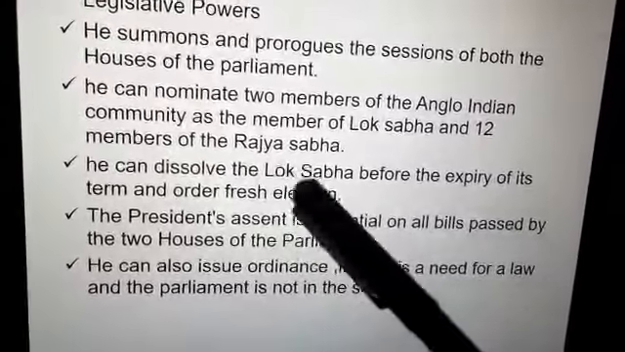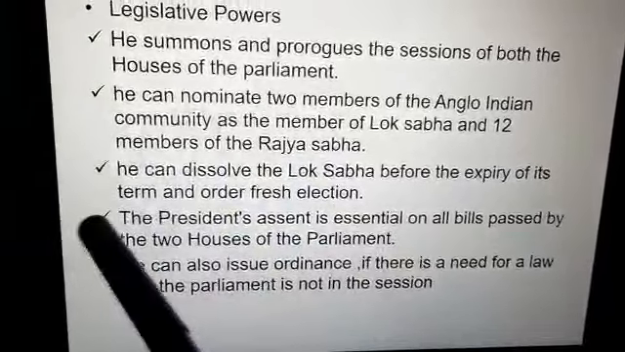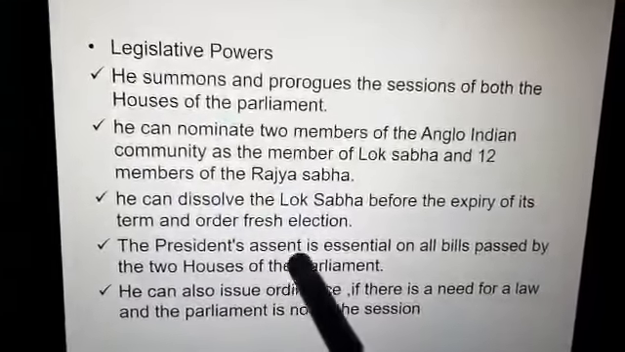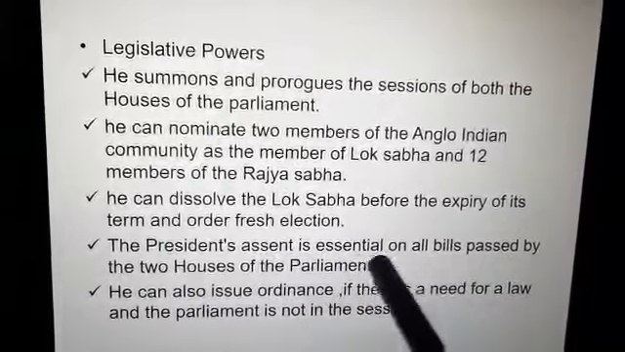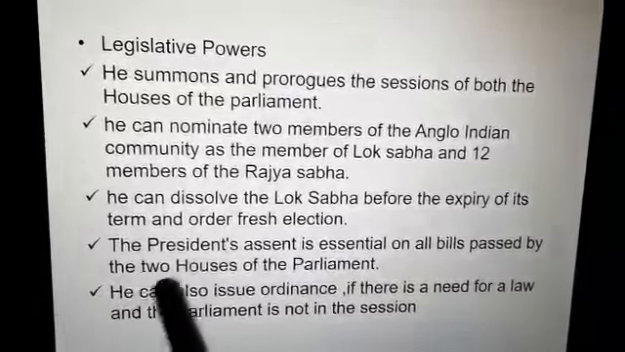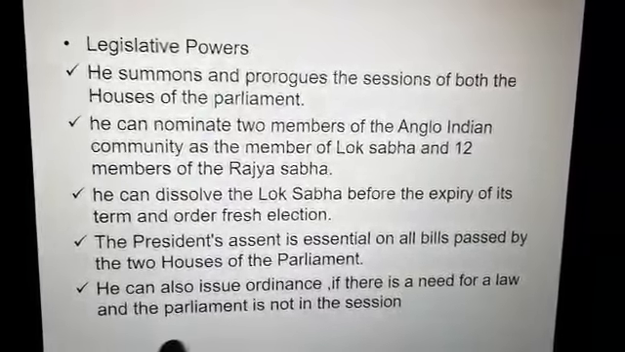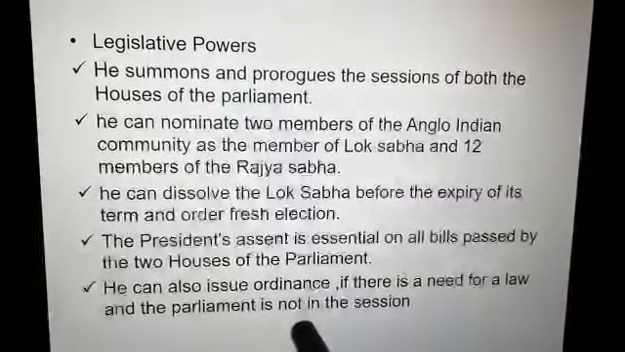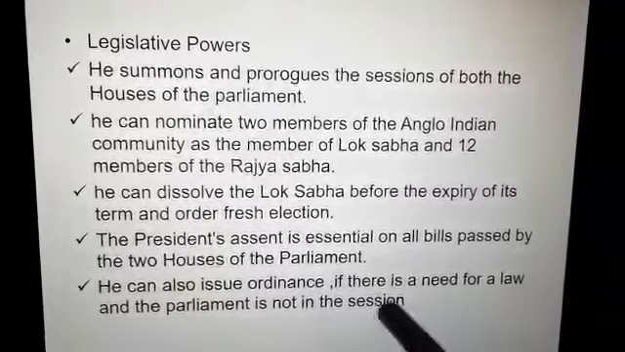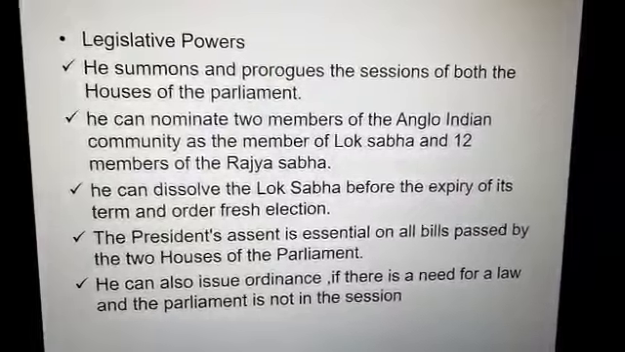Then the president's assent, that is his signature, is essential on the bills passed by the 2 houses of the parliament. He can also issue an ordinance if there is a need for a law and the parliament is not in session. So these are the legislative powers of the president.